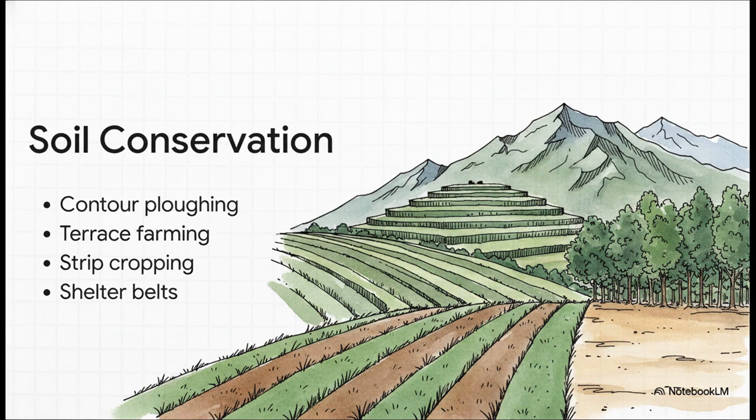We leave strips of grass between crops to break the wind force, known as strip cropping, and we plant long lines of trees called shelter belts to stabilize sand dunes in desert areas.